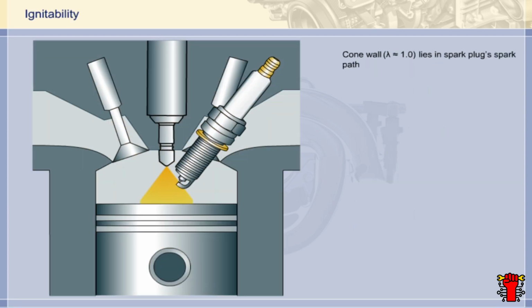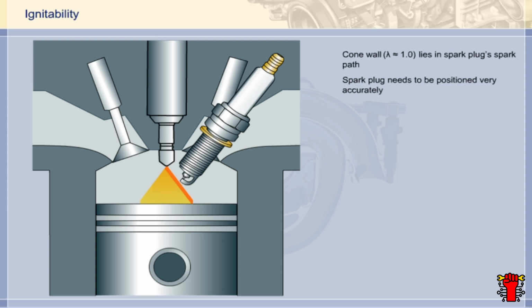Maximum ignitability is ensured by the fact that the wall of the conical cloud, where lambda is around 1, lies directly in the path of the spark from the spark plug. With the spray-guided combustion process, therefore, it is important that the spark plug is positioned exactly. The overhead electrode must have a precisely defined position with respect to the conical spray.